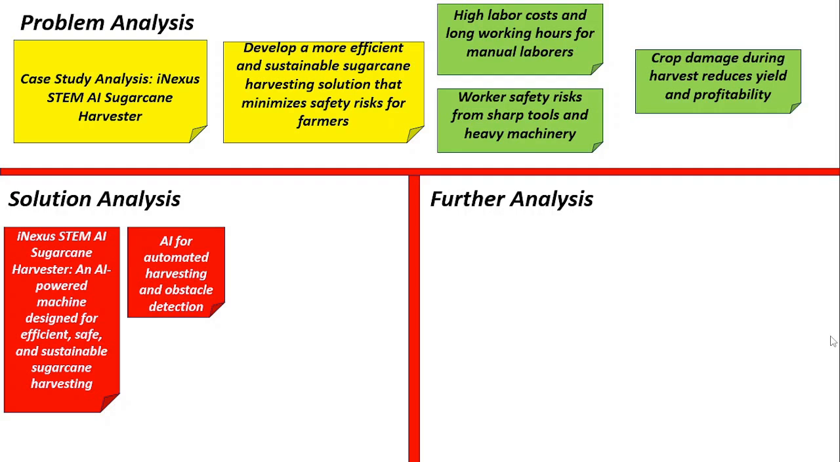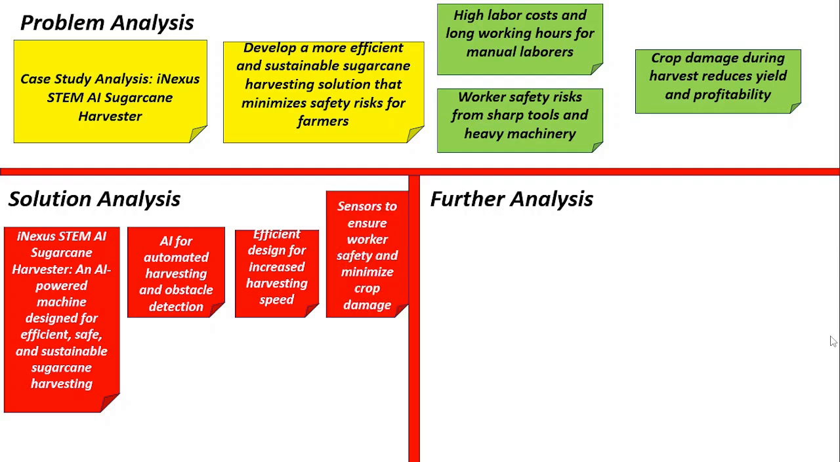After that, I wrote smaller causes for that solution. AI for automated harvesting and obstacle detection. Yes, AI is suitable for that. After that, efficient design for increased harvesting speed, so I improve the harvesting mechanism to produce an efficient design that increases harvesting speed. And also, when I introduce AI, I need sensors, so set the sensors to ensure worker safety and minimize crop damage.